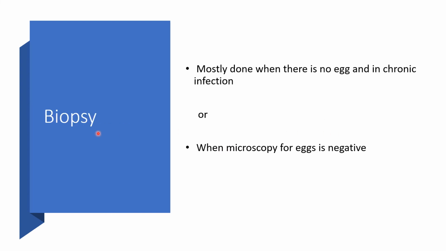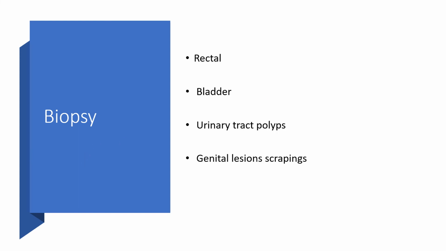Now, biopsy. We will not need to have a biopsy if the gold standard, which is microscopy for eggs, is solving the problem for us. But when the microscopy for eggs is negative, and we can't pick eggs and it is a chronic infection, we go for biopsy. The biopsy could be taken from rectal biopsy, bladder, urinary tract polyps, and scrapings from genital lesions.